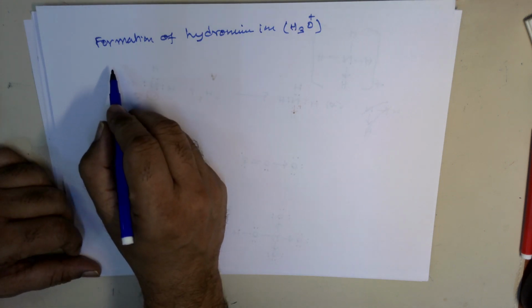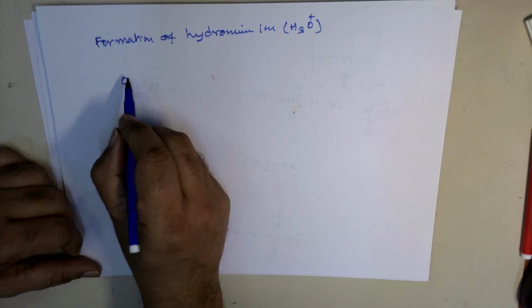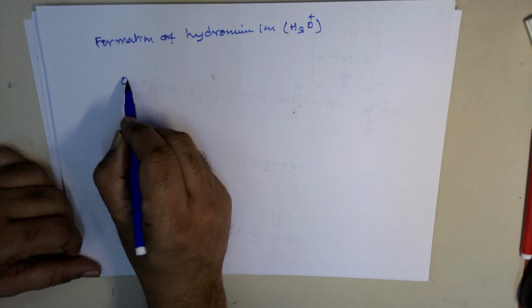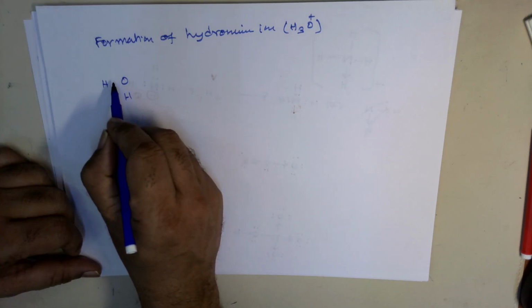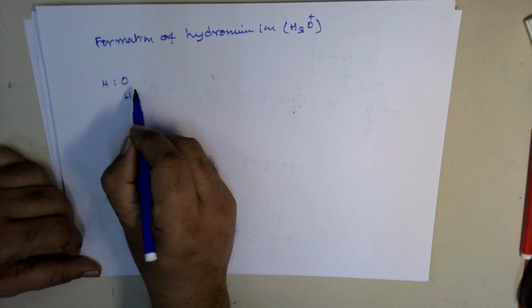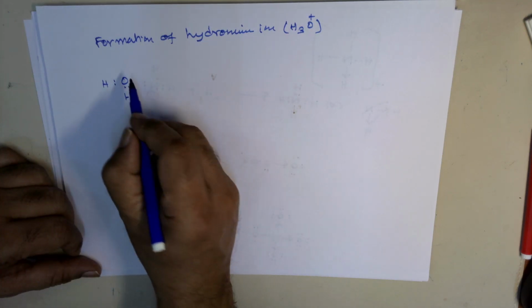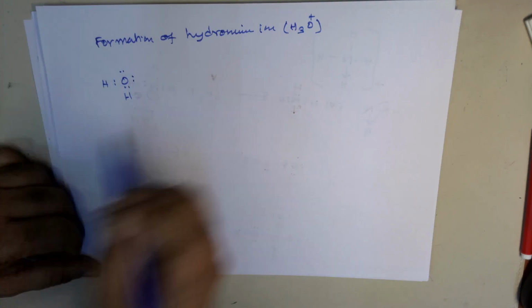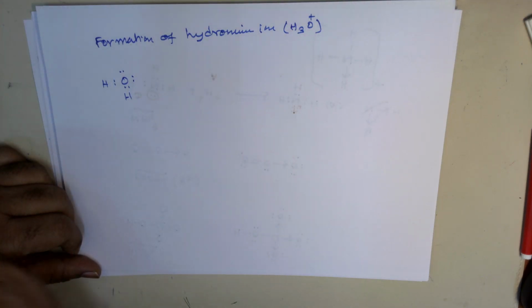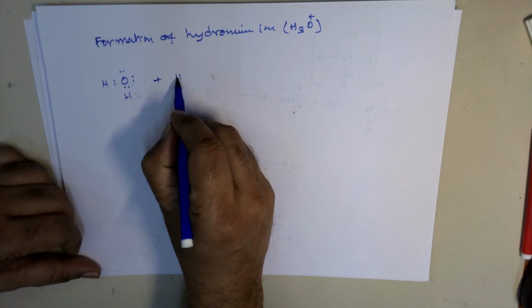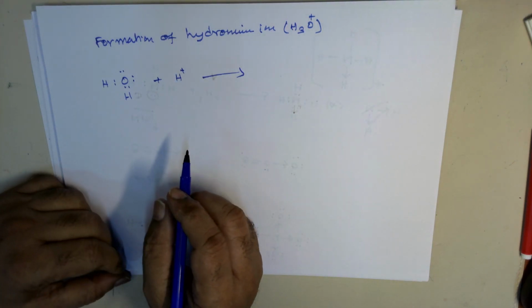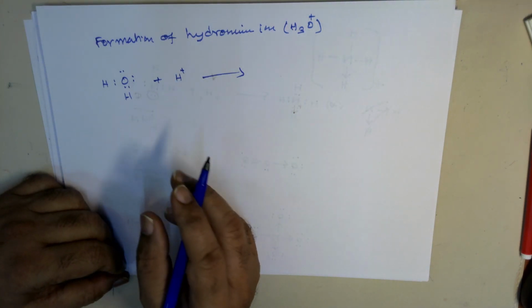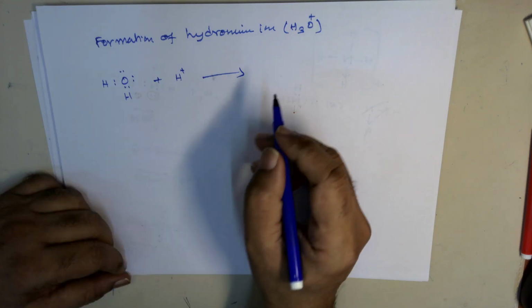Okay. So formation, tell me now. Oxygen, H2O, is it not? So let us put hydrogen, hydrogen like this. And here OH bond, and here also OH bond. Now you've got two pairs of electron, right? Oxygen. And one H plus is going to combine. So a pair of electron is going to be donated here. So it becomes what?